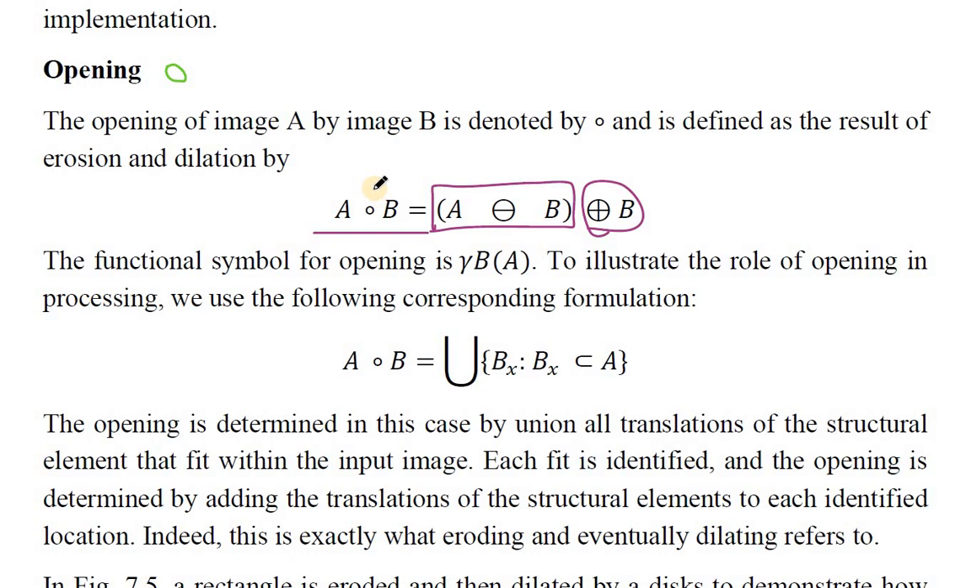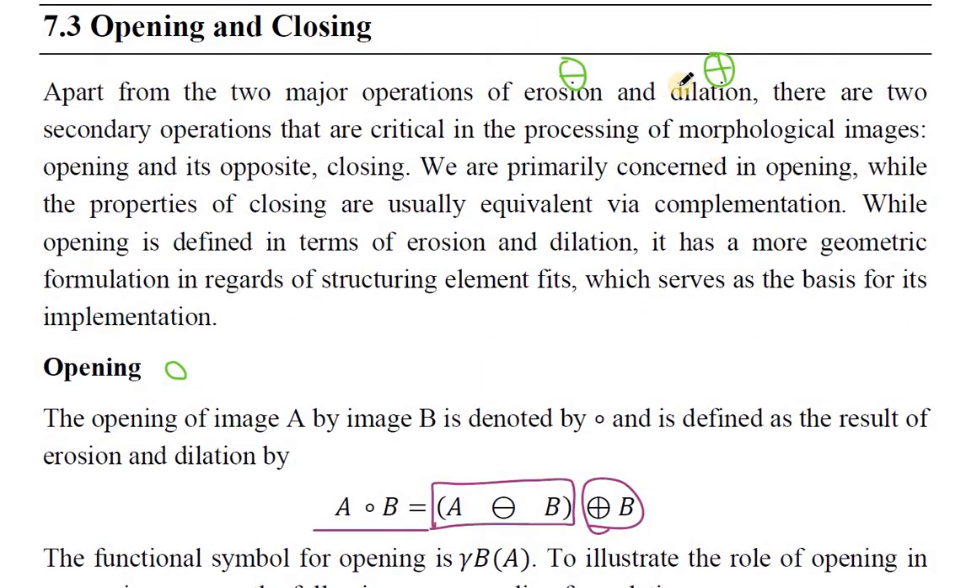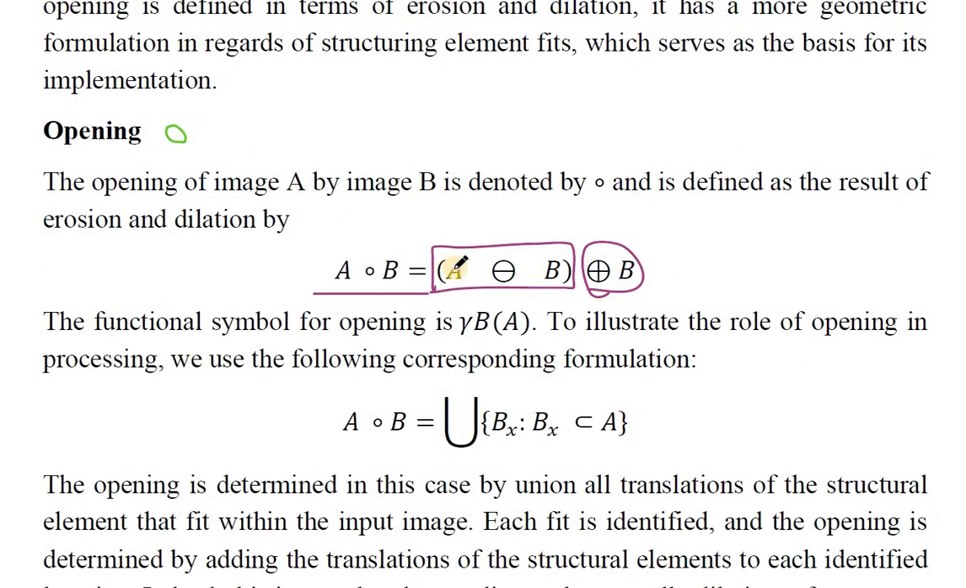Now, see the sign of opening first of all. I hope that is very clear. Now, what is the formula for opening? I have told you many times that opening and closing both are expressed in terms of erosion and dilation only. Again, revise the sign of erosion and dilation. See, this is erosion, this is dilation. So, what will I write? A eroded by B, dilated by B. Okay. Now, the functional symbol for opening is gamma B of A. Okay, this is also another way of writing it.